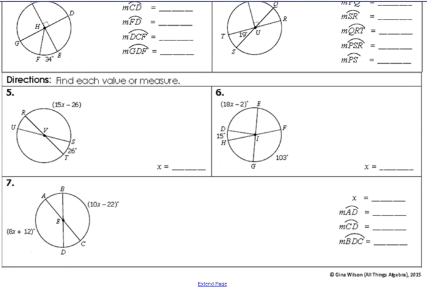Okay, so let's look at 5, 6, and 7 here. We're taking the exact same ideas we were just doing, but we're going to throw a variable in there. Number 5 says find each value or measure. Number 5 is wanting just x. So let's look at where x is. It's a part of this expression that is representing this arc from R to S.